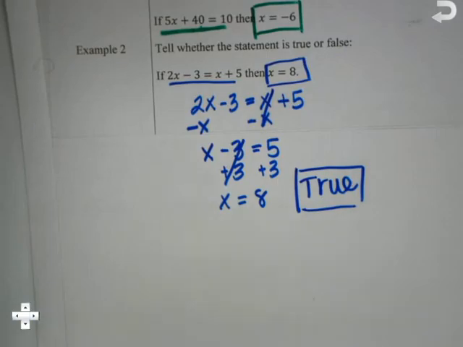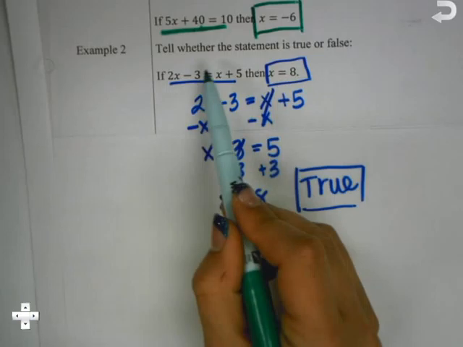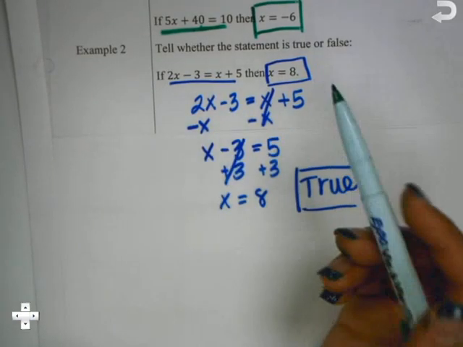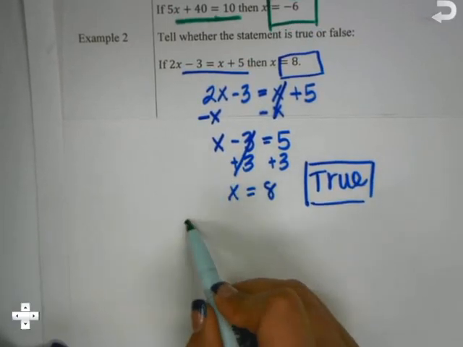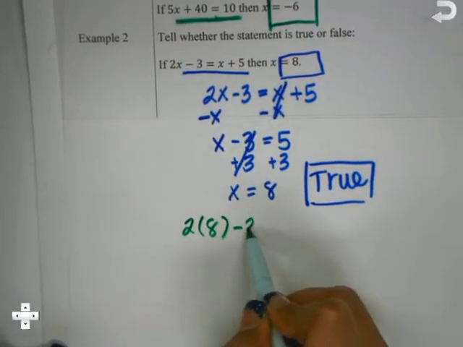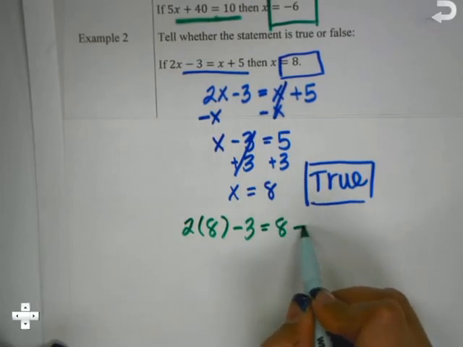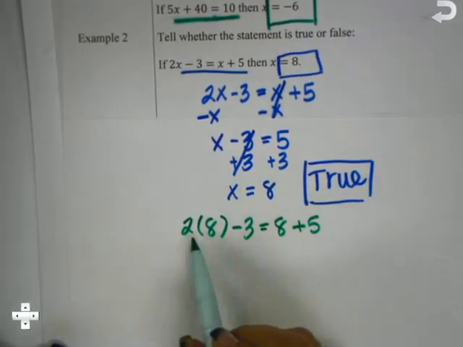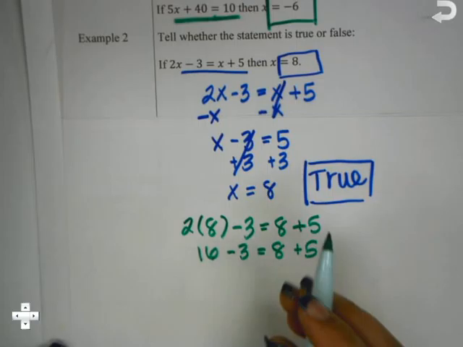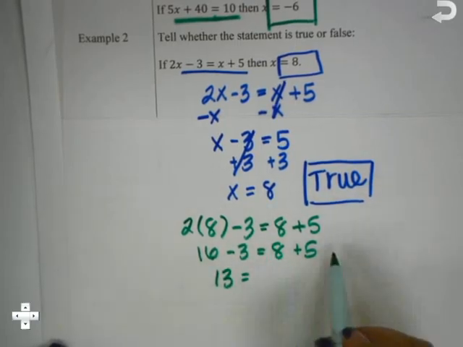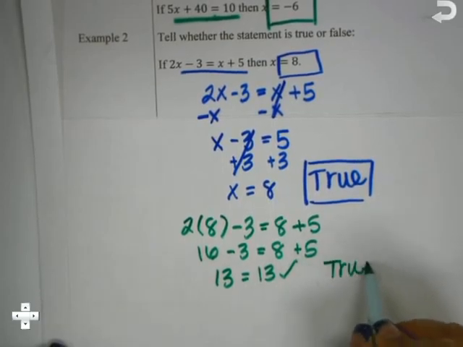Okay, good question. Could I have just taken x equals 8 and plugged it back in? Yeah, I could have. So what would I have gotten then? I would have had 2 times 8 minus 3 equals 8 plus 5. 2 times 8 is 16, minus 3, that is 13, equals 8 plus 5 is 13. Is that a true statement? Yes, so our conclusion is true. So we could have done it either way. Either way is right.